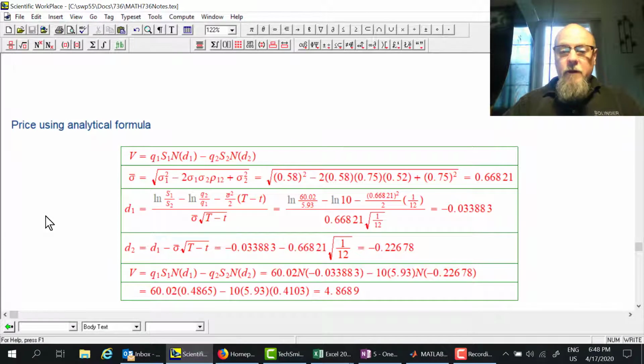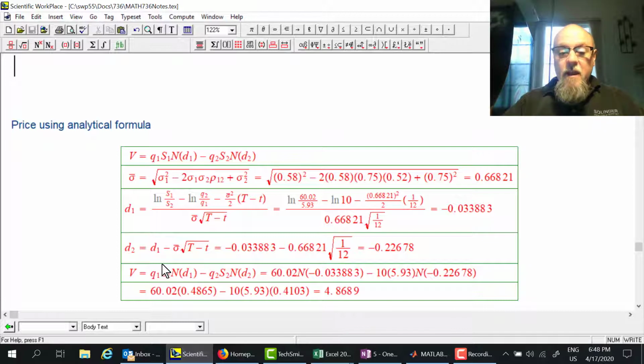Now let's look at the analytical formula. So this is the analytical formula we made. Remember, we have to make that special sort of combined volatility. Once we find that combined volatility that has the two volatilities of Duncan's and Macy's and their correlation coefficient, it's just a straight plug and chug, and I end up calculating these two D's because it's basically like a call formula.